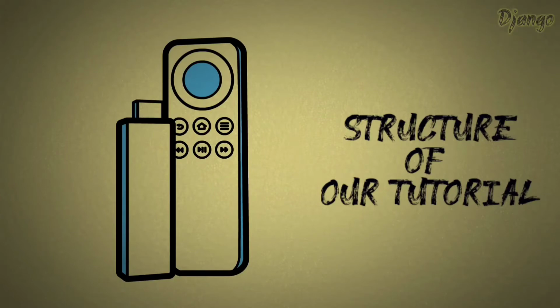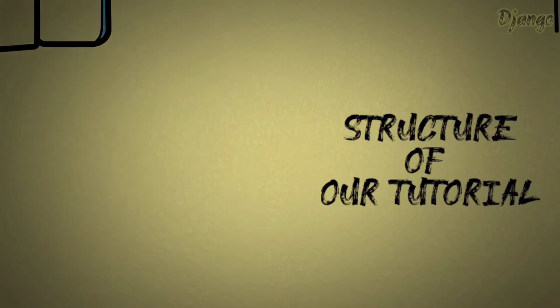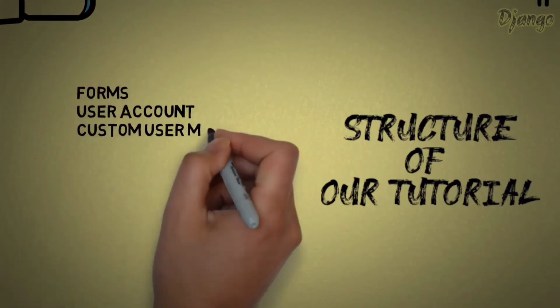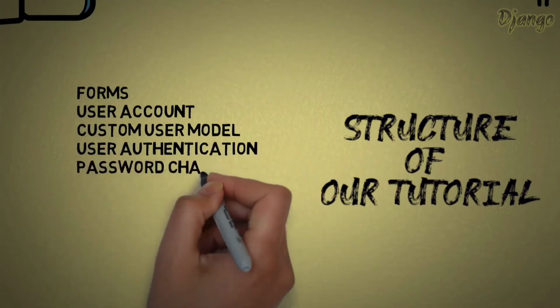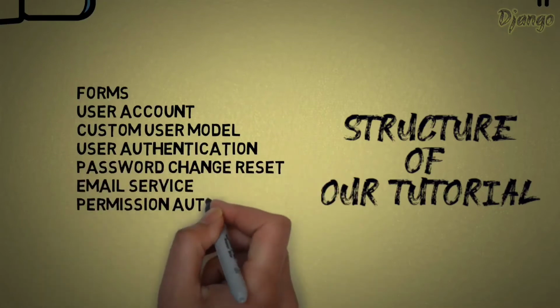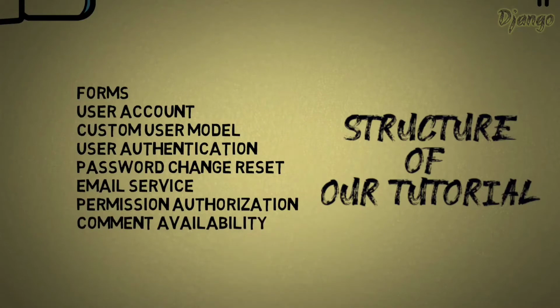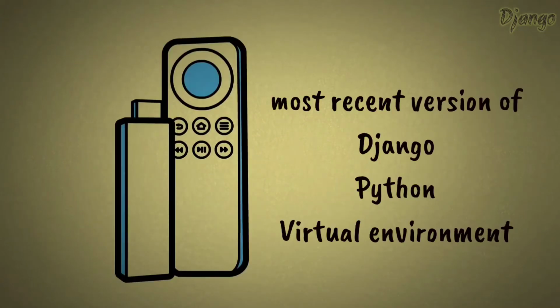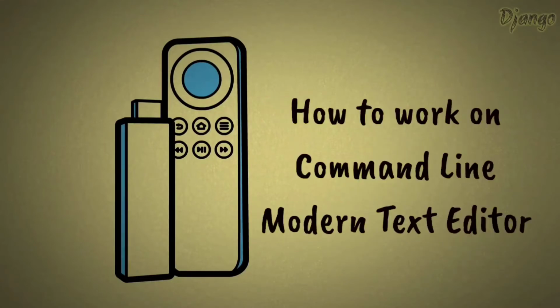So, how has our video tutorial been structured? We start by properly covering how to configure a local development environment. We are using bleeding edge tools in this video tutorial: the most recent versions of Django, Python and pipenv to manage our virtual environments. We also introduce the command line and discuss how to work with a modern text editor.